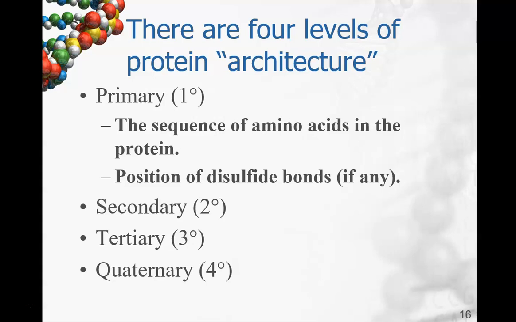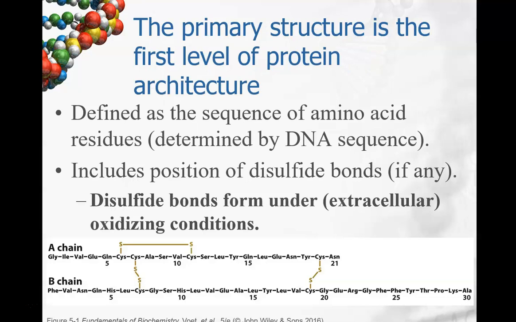So the primary level is the sequence of the amino acids in the protein. And some proteins have disulfide bonds, and if they do, we would have to indicate the position of the disulfide bonds. So what we want to talk about now are secondary, tertiary, and quaternary structures. So again, the primary structure is the first level of protein architecture. It's defined as the sequence of amino acid residues. This is determined by the DNA sequence.